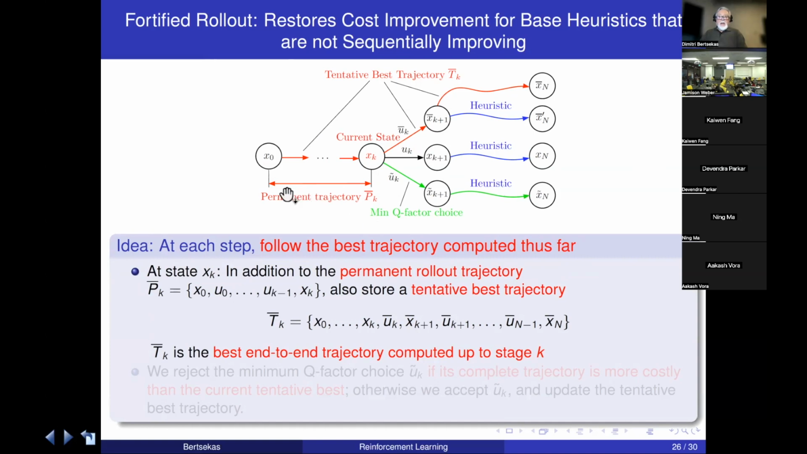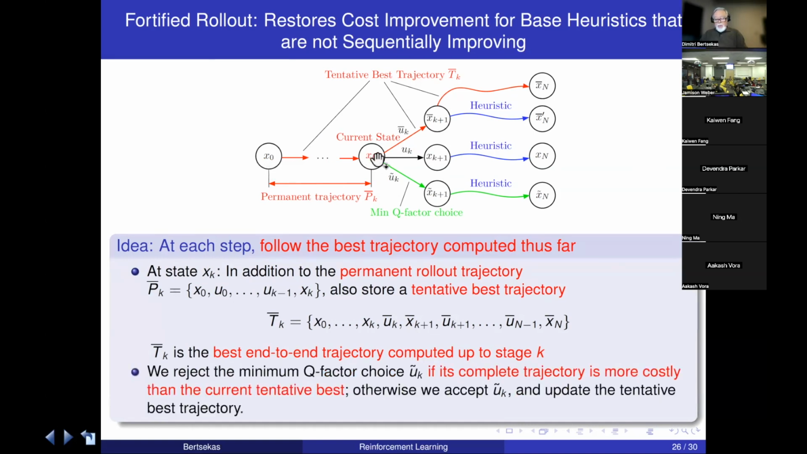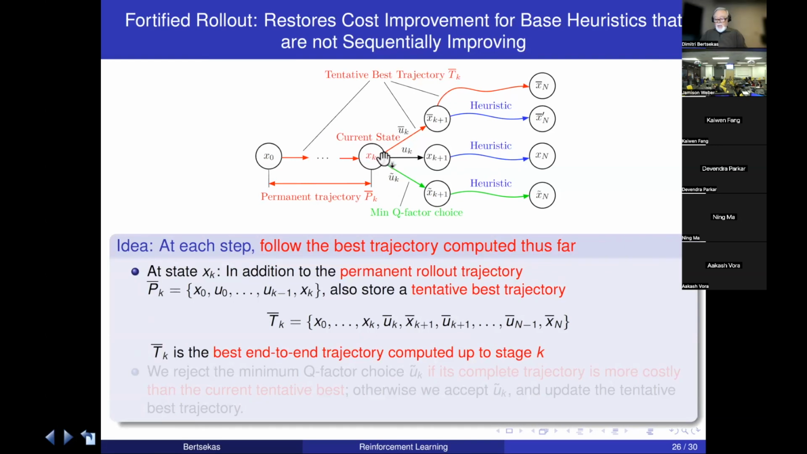So at the kth stage of rollout, we have this trajectory, which is fixed, the so-called permanent trajectory. And we have computed the best trajectory up to now, which takes us to this state, and the red trajectory that you have here. Now, at this point, we apply rollout. We consider all possible controls and find the one that has minimal Q factor. It's this green choice here.